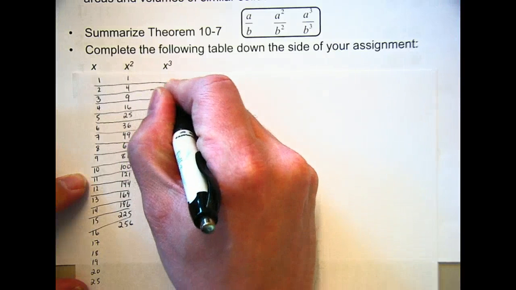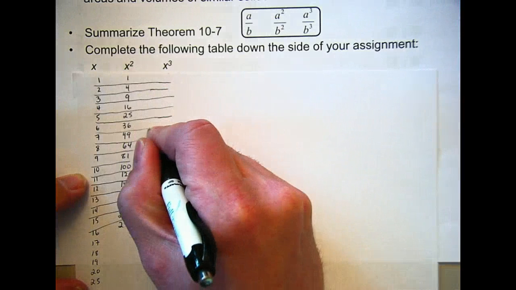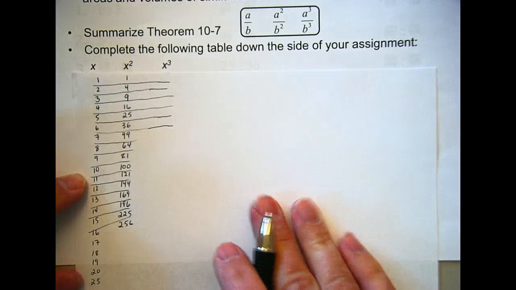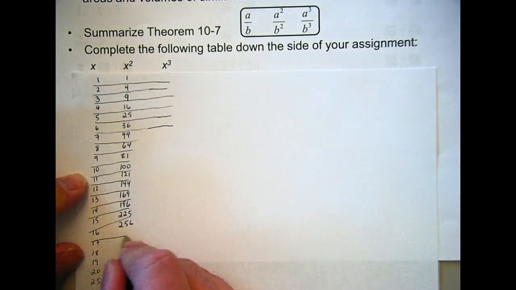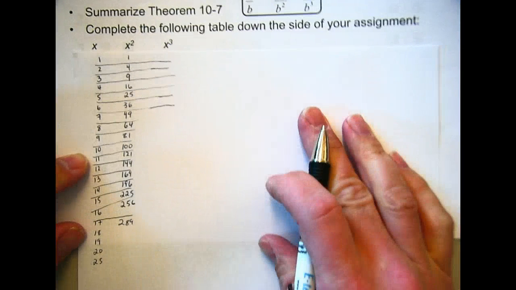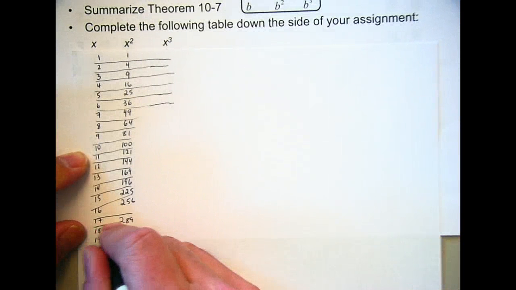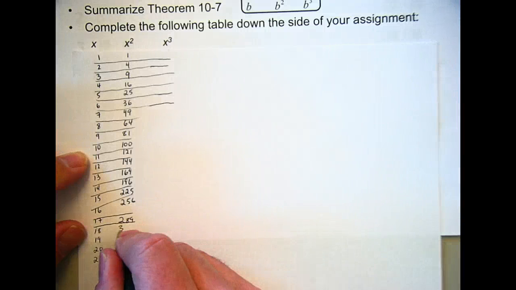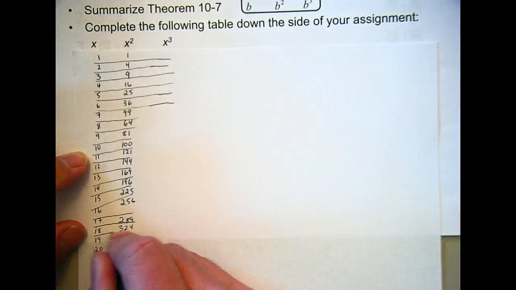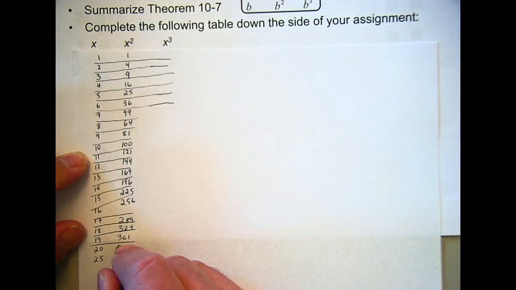We're only set up to 6 on cubed. 17, 289. 18, 324. I hope your table looks better than mine. 19, 361. 20, 400. And 25, 625. Now 25, 625, it's usually an easy one.